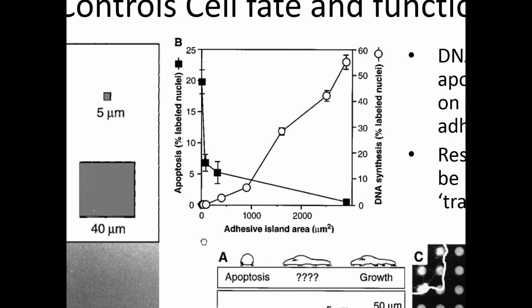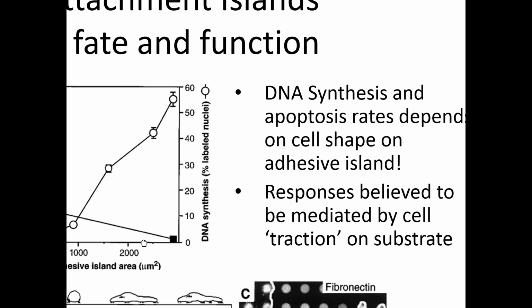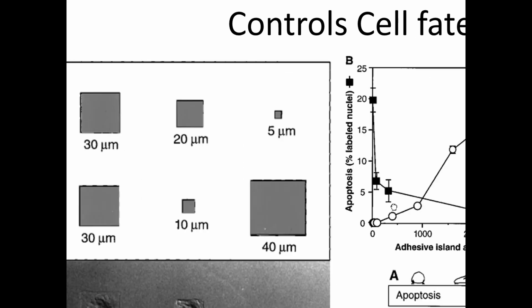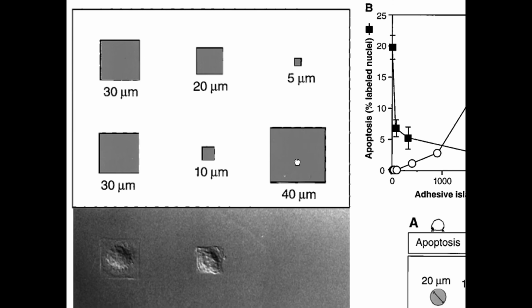I don't quite remember the specific technique they used in this paper, but suffice to say that as the adhesive island area becomes smaller, the rate of apoptosis goes way up. And that seems to happen around this region here. So for the smallest ones, once you get around 10 microns and 5 microns, the cell is not able to spread out as much. So this is called mechanotransduction. A mechanical signal is transduced into a signal within the cell.